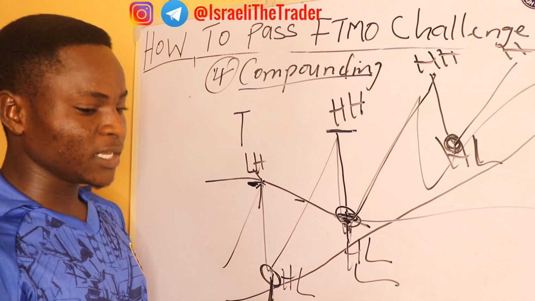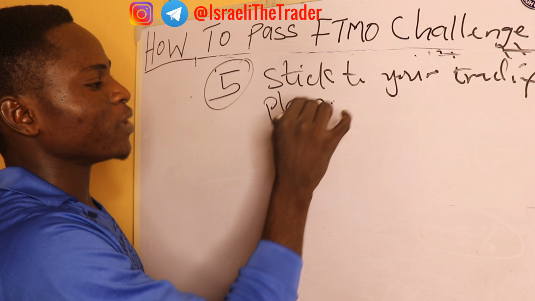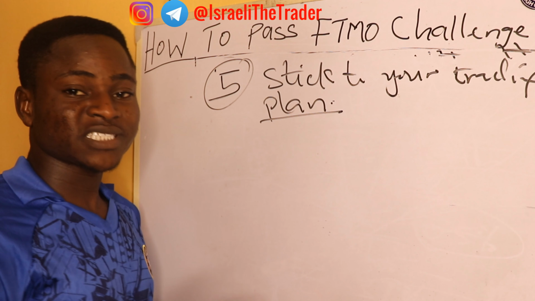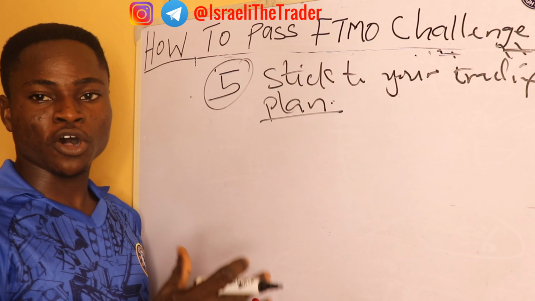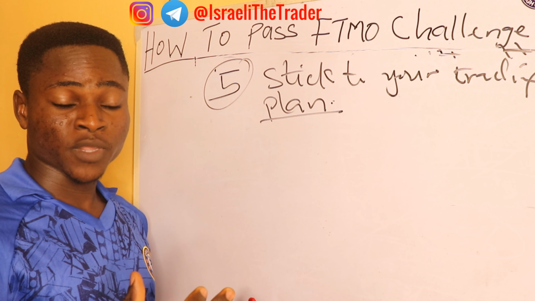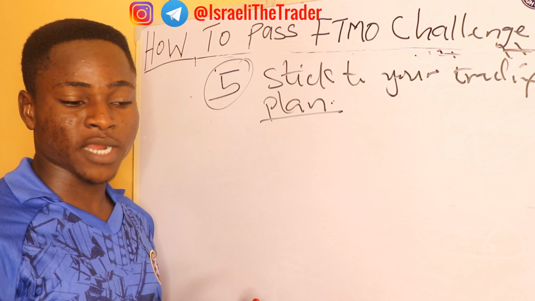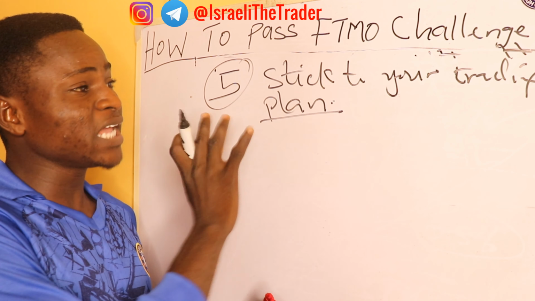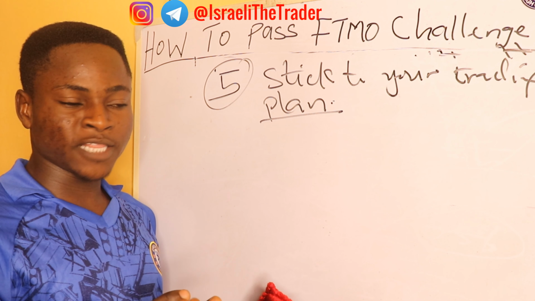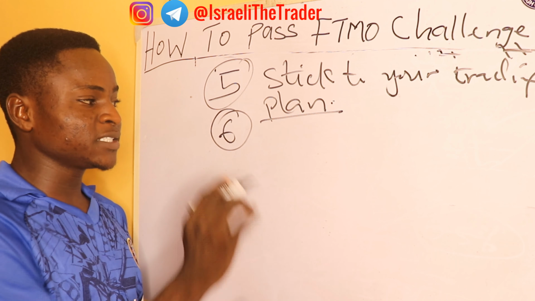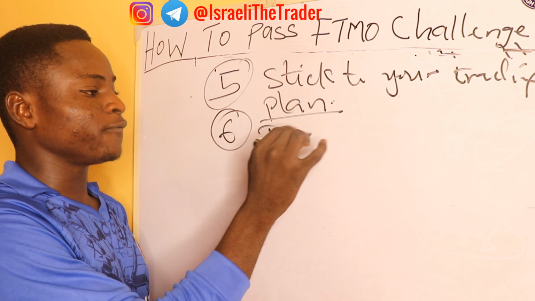Then the next thing is stick to your trading plan. Always, once you've got a working strategy, just stick to it. Don't go off of your strategy or try to test some things on your FTMO account, right? No, don't ever do that. Just stick to your trading plan, and before you get into the trade, at least, this is the sixth one, look out for trading confluences.